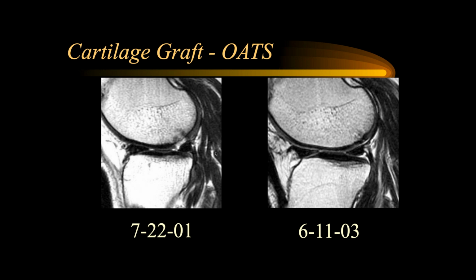And so here we can see a defect in this location, a little bit of underlying bony changes. And here, after the surgery, we can see that there is articular cartilage here, and the bone in this case is healed where they put in the osteochondral plug. So this was an osteochondral plug technique, and this is pretty successful.